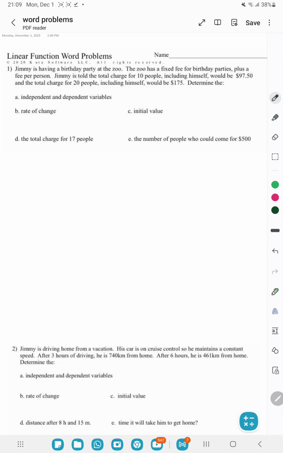Today we're going to discuss linear function word problems. Question number 1. Jimmy is having a birthday party at the zoo. The zoo has a fixed fee for birthday parties plus a fee per person. Jimmy is told the total charge for 10 people, including himself, would be $97.5, and the total charge for 20 people, including himself, would be $175. Determine the independent and dependent variables.